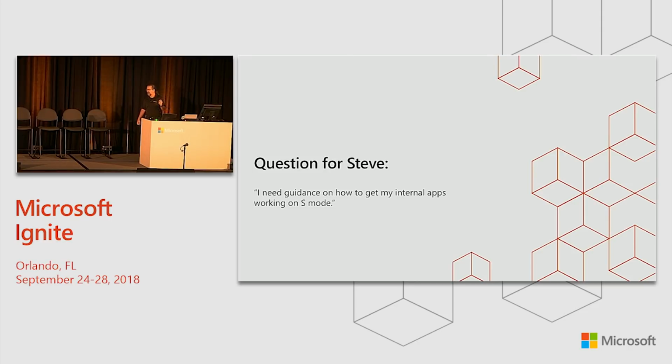ISV apps are not really the problem I get in terms of feedback. The biggest feedback I get from customers is, I need guidance on how to get my internal apps working on S Mode. Now, how many of you hear us talking about modern apps versus Win32 apps and get a little bit frustrated because you see the fact that we focus on using the term app modernization and not package modernization? Me, I get frustrated on that as well. How many of you have heard of Project Centennial?